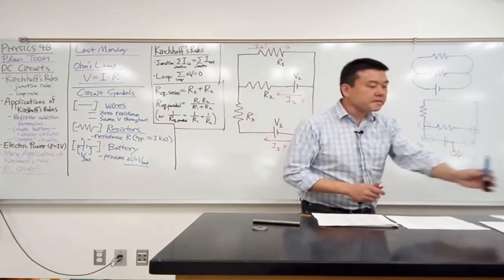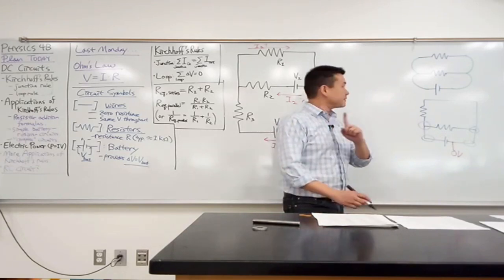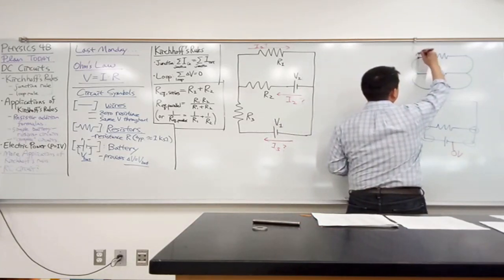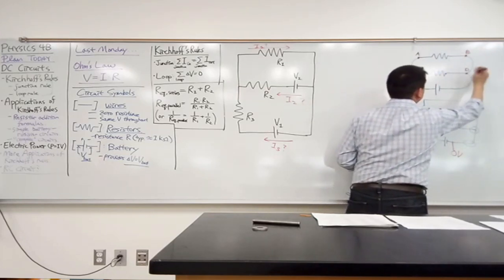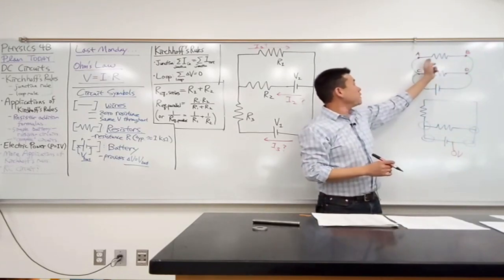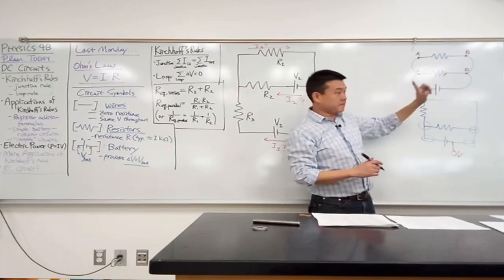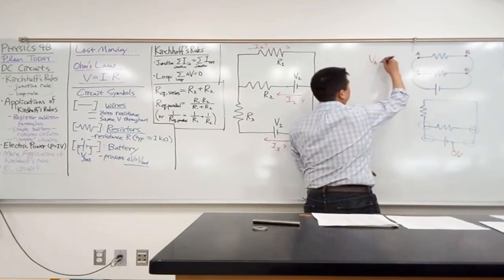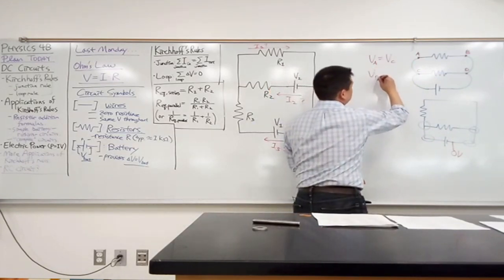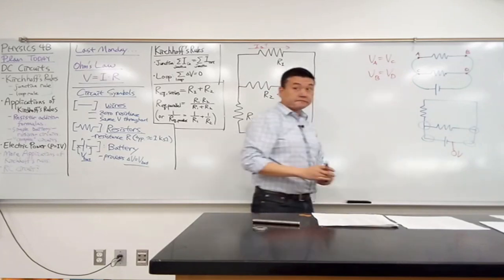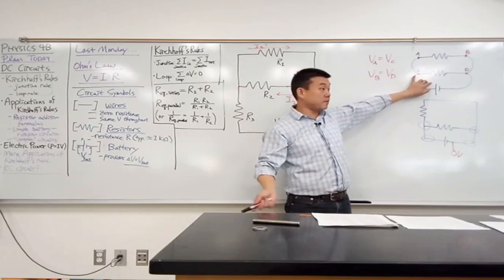So this is how I can describe it in a way that's as simple as possible and true in every single instance you'll see it. Let me define points A, B, C, D. So these are points at the ends of each of these elements. And when I want to say these two are in parallel, this is what I mean. Voltage at point A is equal to voltage at point C. And voltage at point B is equal to voltage at point D. Good?